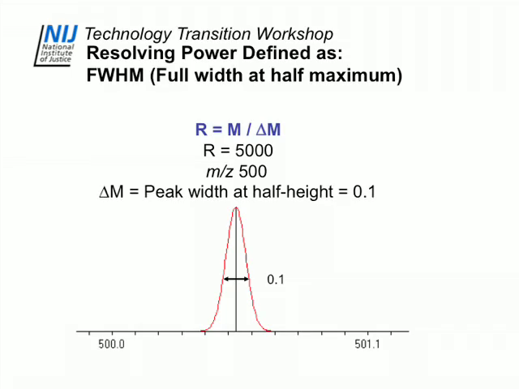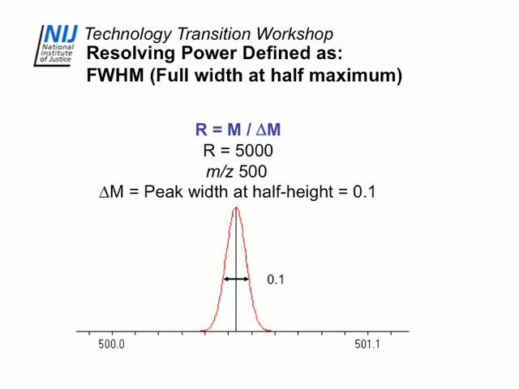Here's an example of resolving power defined as full width at half maximum, which is the definition that's used on the time-of-flight mass spectrometer. So if resolving power is m over delta m, let's say we have a resolving power of 5,000 at mass 500. In that case, the peak width at half height would have to be 0.1 mass units.